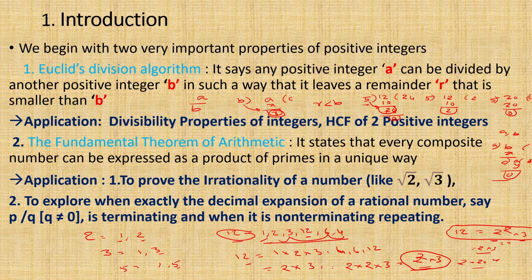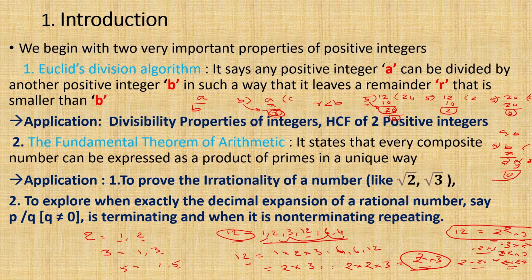The order can be changed, that is we can write 3 into 2 square, or 2 square into 3, or 2 into 2 into 3. Okay, whatever may be the form, we will get only 2 and 3 as the prime factors of 12. Other than that, no other prime factors exist for 12.